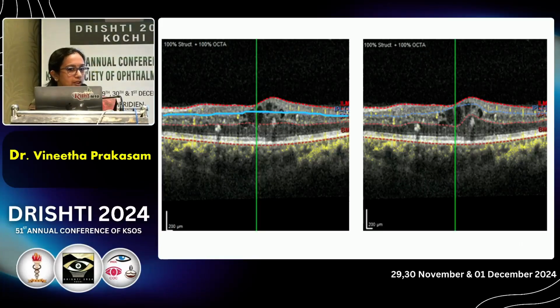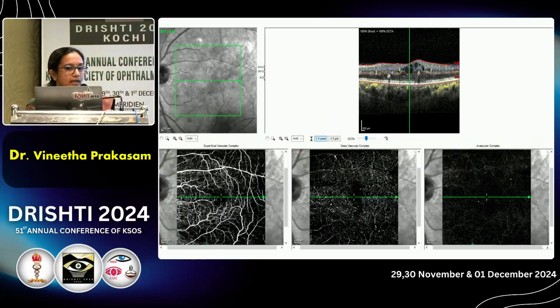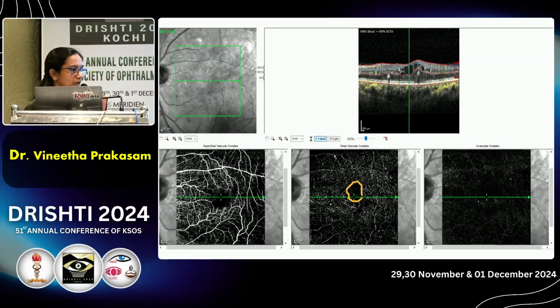Now, in the left side picture, you can see the blue line corresponds to the automated segmentation generated by the machine. You can see that it is cutting through the cyst. It is not correctly aligned along the inner plexiform layer. In the other picture, you can see we've manually segmented and aligned it along the inner plexiform layer. The difference it makes is, this is the OCTA image that is generated by the first segmentation. The foveal avascular zone in the deep capillary plexus is what I've shown. After manual segmentation, there is a considerable decrease in the foveal avascular zone. So that helps us to correct some of the errors that are caused by segmentation.